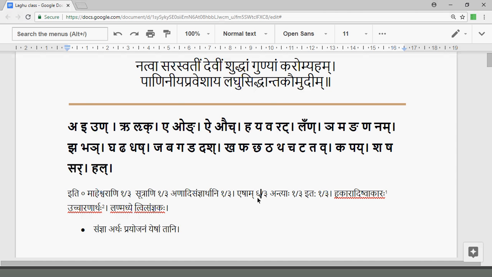So Esham Madhye, among these, is Nirdharani Shashti, among these, Antya. Antya is what? Ante Bhavaha Antyaha, those which are at the end. So what is at the end? Esham Sutranam, among these sutras, what is at the end? That is Itaha. That is called It. Iti. So Esham Antyaha, those which are at the end, are Itaha, in plural. Itaha is the plural of It. So among these sutras, whatever is the ending, that is It.